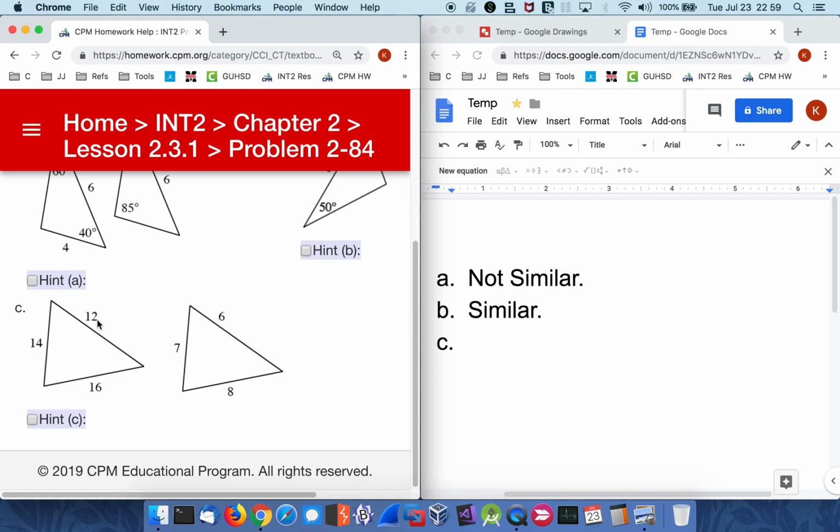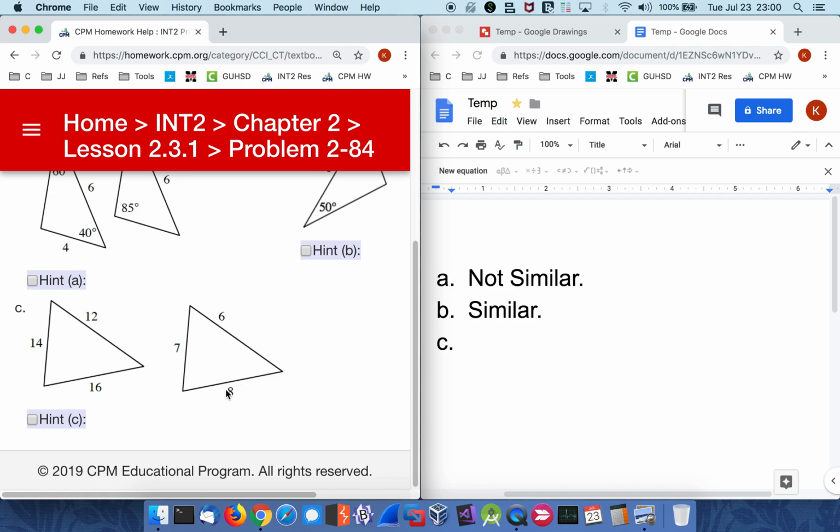So let's look at the corresponding sides. So this side is 12, that corresponds to the 6. This side is 16, that corresponds to the 8. This side's 14, that corresponds to the 7. So what's the multiple to get from 12 to 6 or from 6 to 12? Well, if I go from 6 to 12, 6 times 2 is 12. Boom. So if the multiple here is 2, 6 times 2 is 12, and all the sides are the same way, then the two triangles are similar, because this is just half the size of this one.